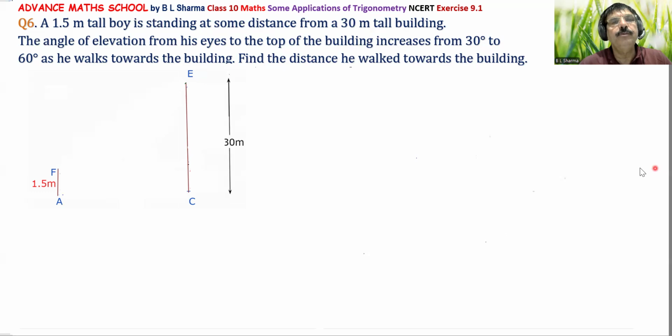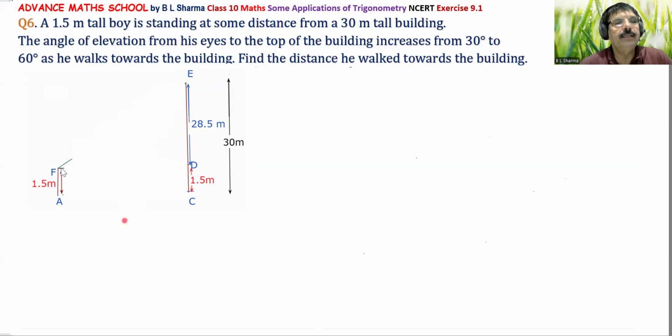The angle of elevation from his eyes, he's a boy, and this is the building, a 30-meter tall building. The height of the boy is AF, that is 1.5 meter. Since this is 1.5 meter, this is also 1.5 meter. The total height is 30 meters. So here to here, E to D, that is 28.5 meter.